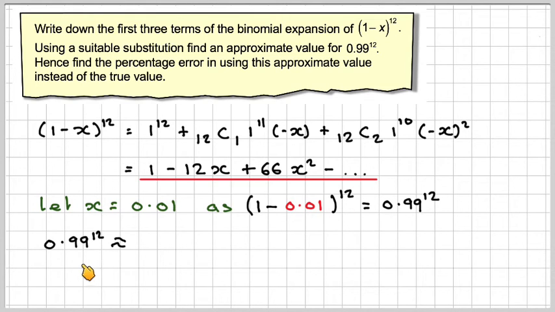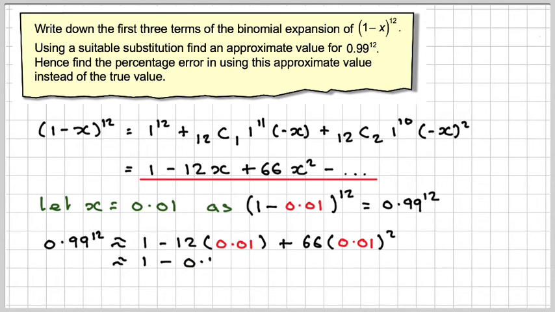So 0.99 to the power of 12 is approximately equal to, because we've only given the first three terms here, 1 minus 12 times 0.01 plus 66 times 0.01 squared. So get our calculator out and work that out. That will be approximately equal to 1 minus 0.12. In fact, we could probably do it even without a calculator, which is plus 0.0066, which will give you approximately 0.8866. Now we need to find the percentage error of this value compared with the true value.